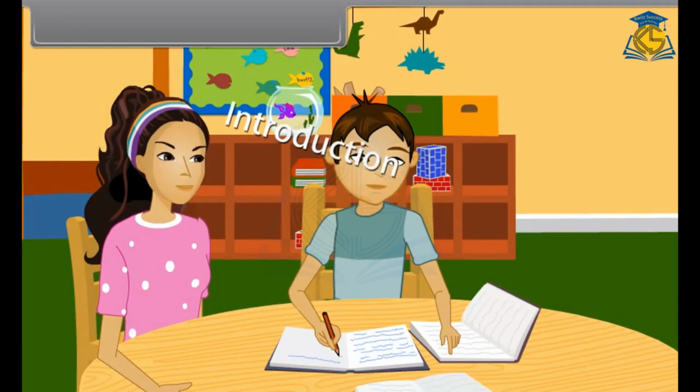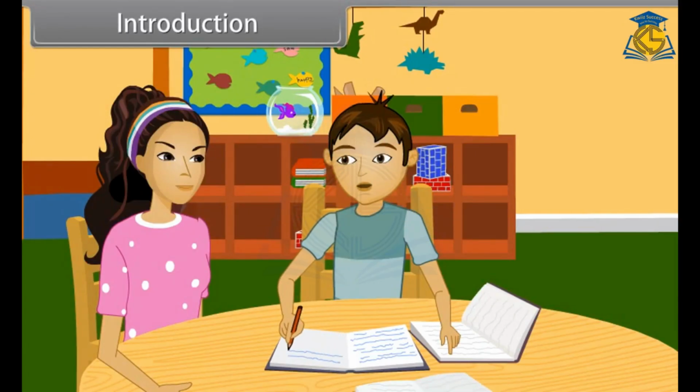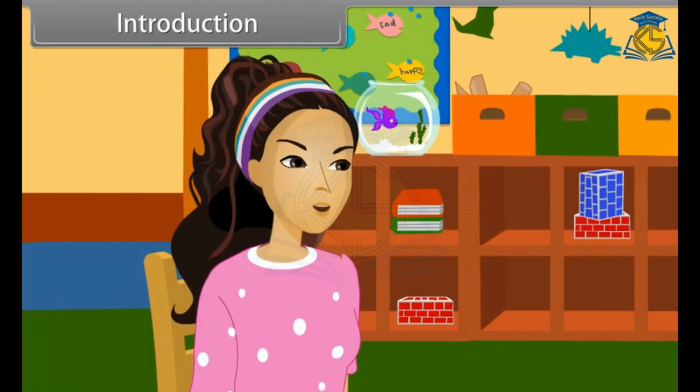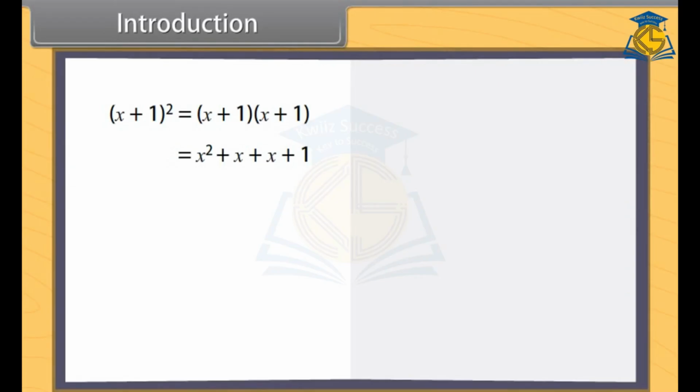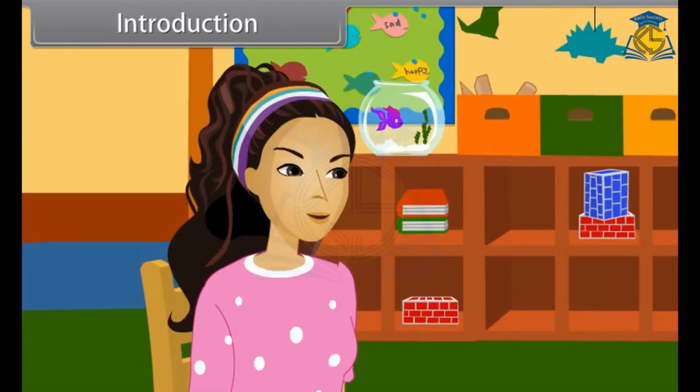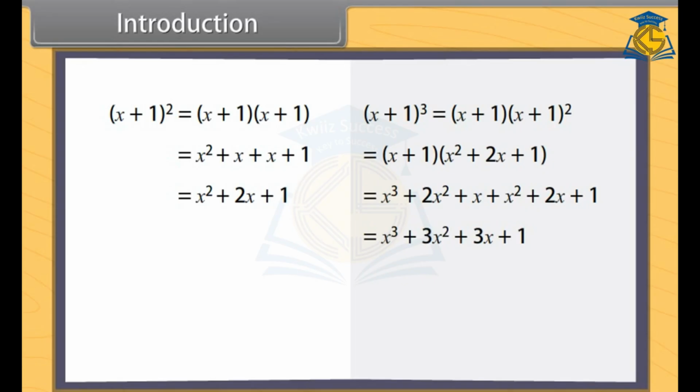Introduction. Hey Suman, can you help me in expanding these expressions? Yes, sure. Show me. When we expand (x+1)², we get x² + 2x + 1. And when we expand (x+1)³, we get x³ + 3x² + 3x + 1.